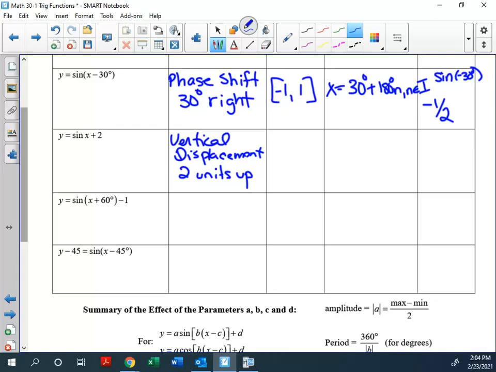What does my range become if I move it up 2 units? Well, it affects the y values. I look at my original range and I add 2. Nice and easy.